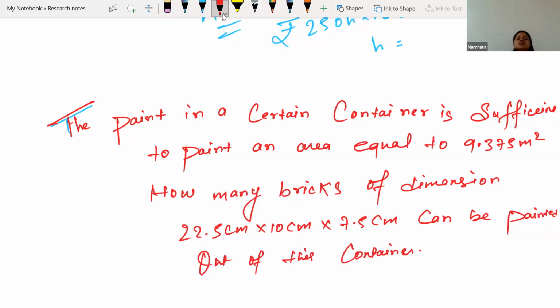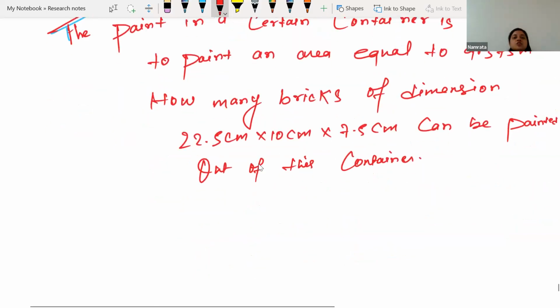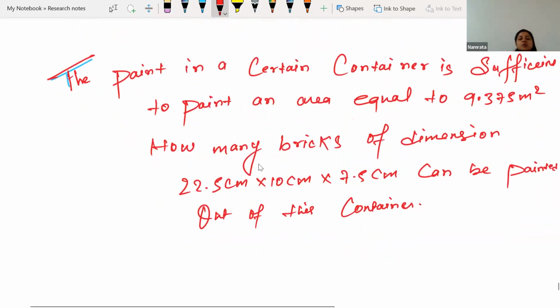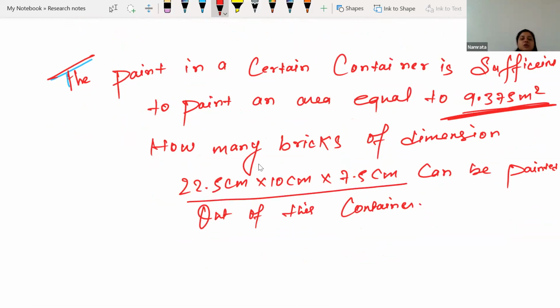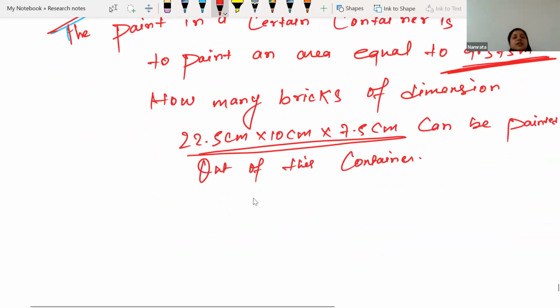So here the question says the paint in a certain container is sufficient to paint an area equal to this much area. Whatever paint is there in the container will paint 9.375 meter square area. Now, how many bricks of this dimension can be painted out of this container? So, this is the measurement of one of the bricks.